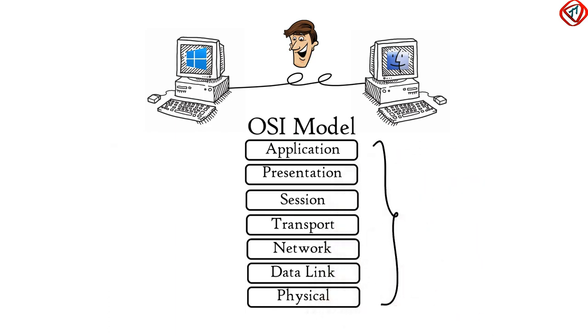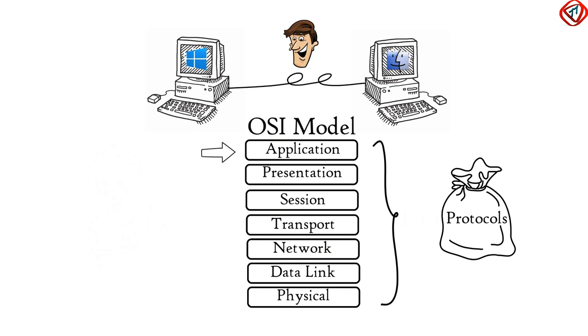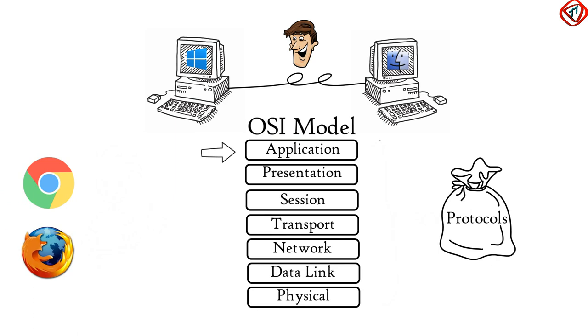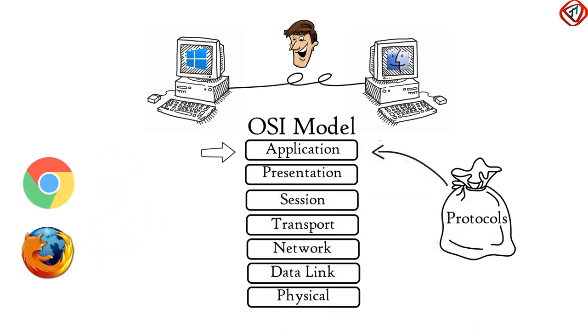Note that each layer is a package of protocols. If I say application layer, then it does not mean that it includes computer applications like Chrome, Firefox, etc. But it includes application layer protocols that are needed to make these applications work correctly in a network or internet. Let's start with the topmost layer, the application layer.